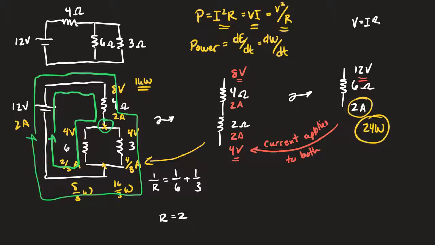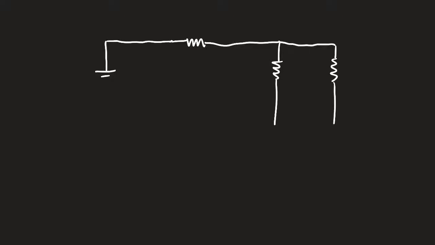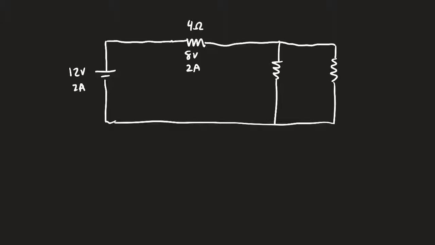Let me redraw a piece of this on another page. Just a circuit. And assuming you guys have your notes in front of you, I'm going to make this nice and big so I have lots of room to work. 12 volts, 2 amps, 4 ohms, 8 volts, 2 amps. This was 6 ohms, 4 volts, and this side was 2/3 amps, and this one was 4 volts, 3 ohms, and 4/3 amps.